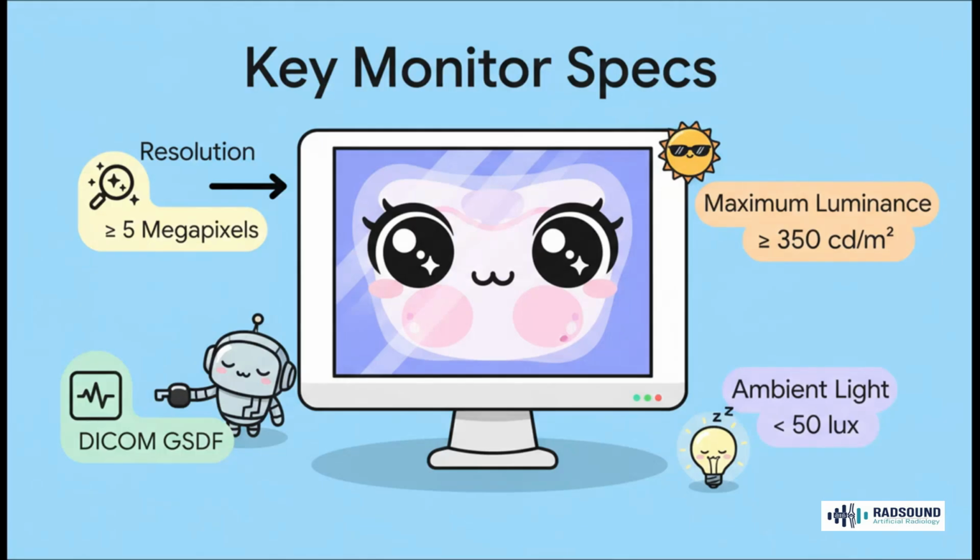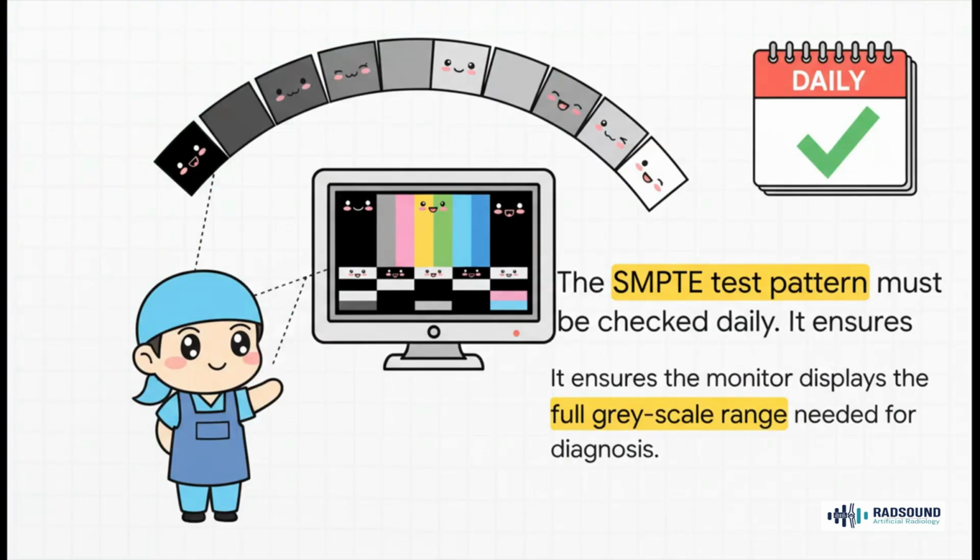Of course, you can have the most perfect image in the world, but it's totally useless if you're looking at it on a poor monitor. For the radiologist's main screen, the specs are no joke. You need at least 5 megapixels, it has to be super bright, perfectly calibrated, and the room itself needs to be really, really dark. So, out of all the checks you can do, what's the one thing that absolutely has to be done every single day, no excuses? It's checking the SMPTE test pattern. It's a quick visual check that confirms the monitor can show you the full range of grays you need to see to spot something subtle.